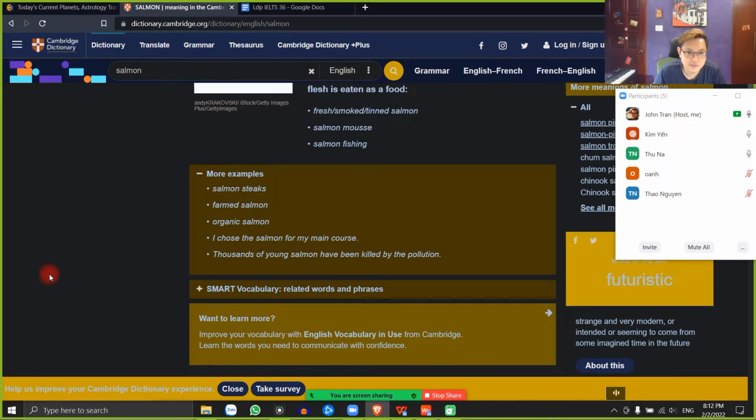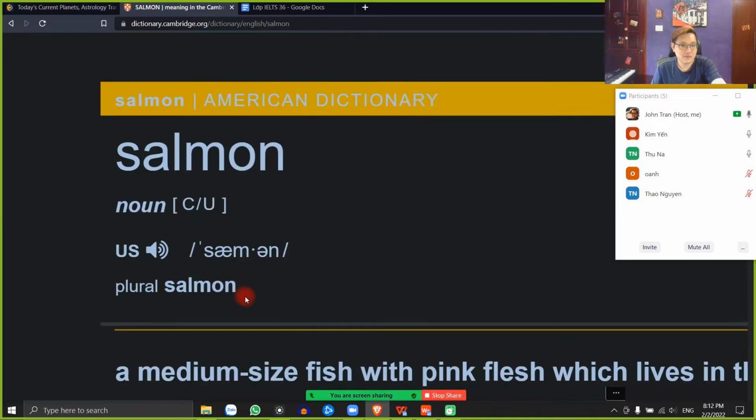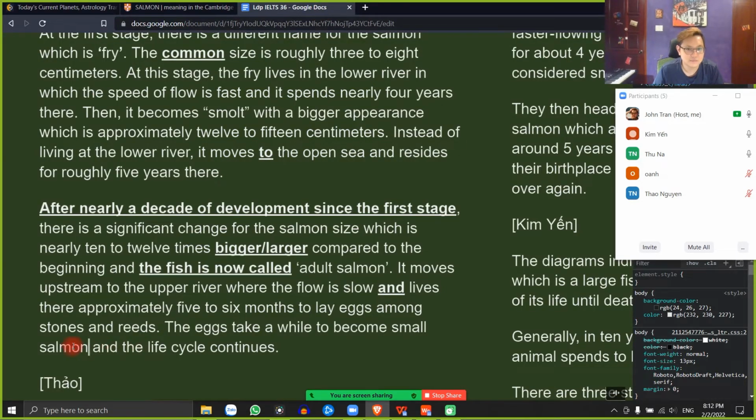Tại sao lại không chịu salmon có S nhỉ? Oh, the plural is also salmon. That's why. Số nhiều cũng là salmon luôn, hèn chi. Alright. I understand now. Interesting, isn't it? So if you use the word salmon with S, you lose a mark. Nếu mà các bạn dùng chữ salmon không S là mất điểm.